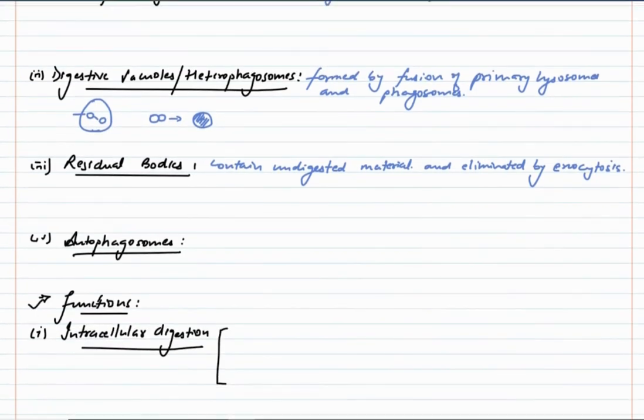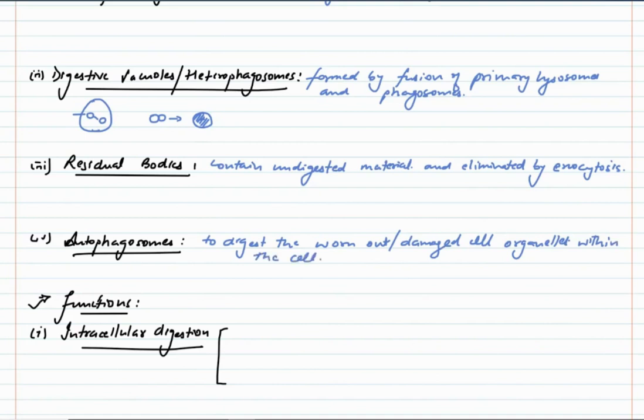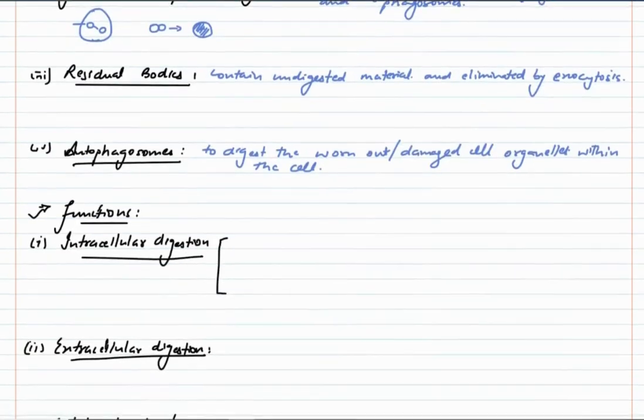The next type of lysosomes are known as autophagosomes, which are also known as suicide bags. These are lysosomes that are used to digest the worn out or damaged cell organelles within the cell. These are known as autophagosomes.